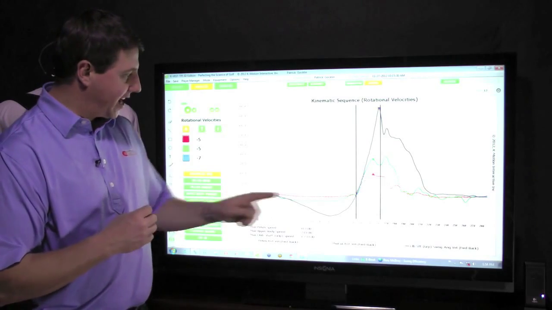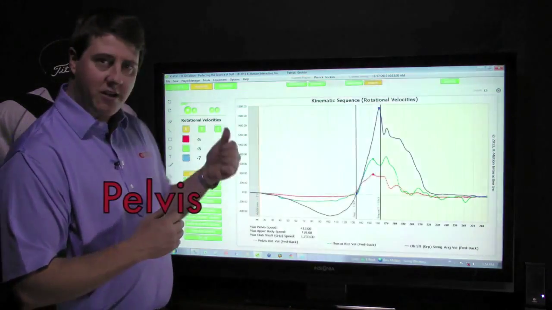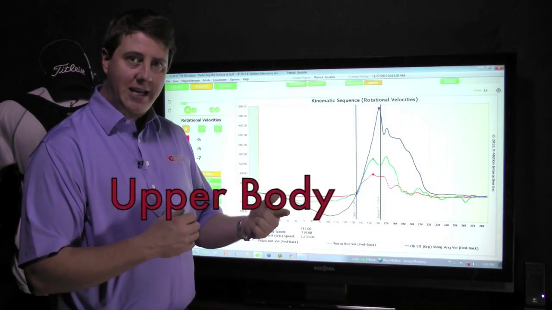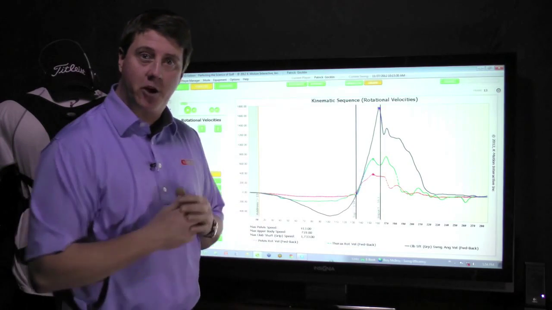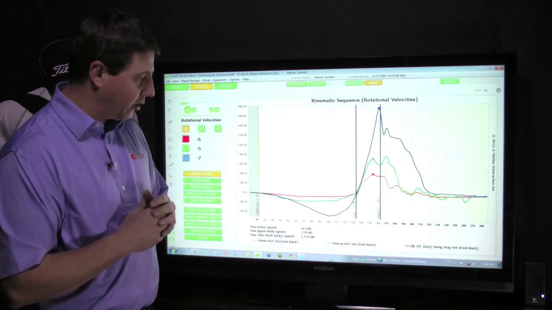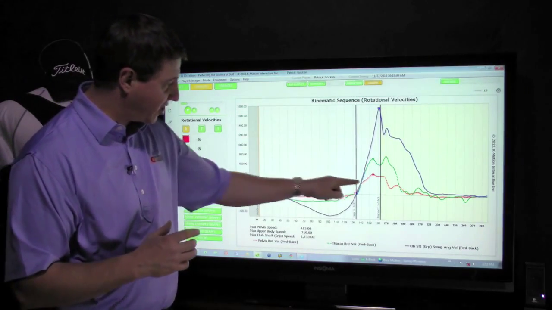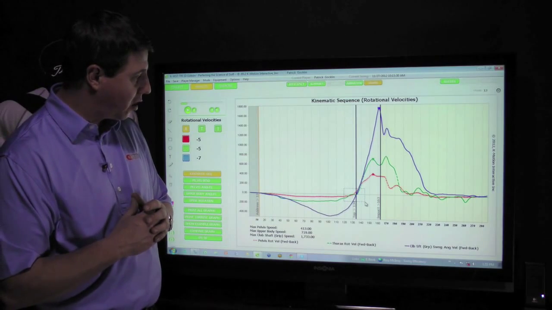So the first thing we're going to take a look at is his kinematic sequence graph. This is measuring the pelvis, the upper body, and the club throughout the golf swing. Basically, how fast they're rotating. That's all this graph's looking at. What we're going to key in on here is the transition sequence. We're actually going to zoom in right now on that particular area so you can really see what's going on.